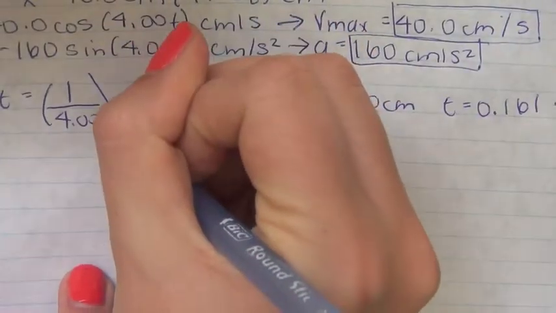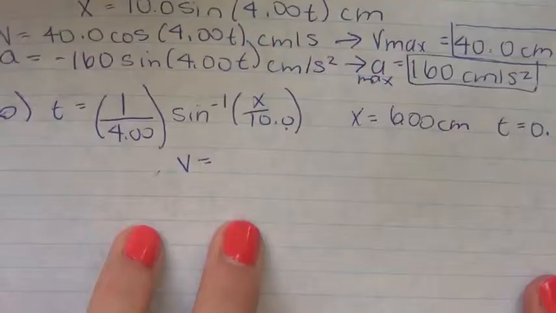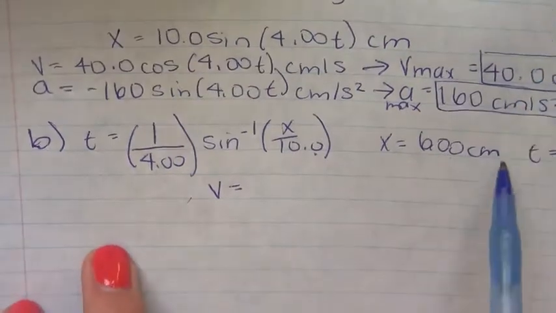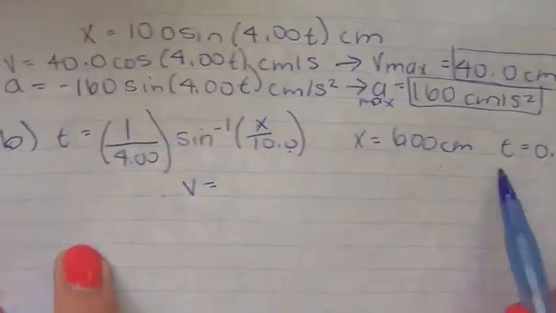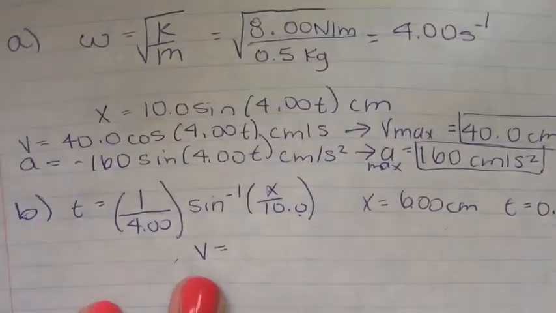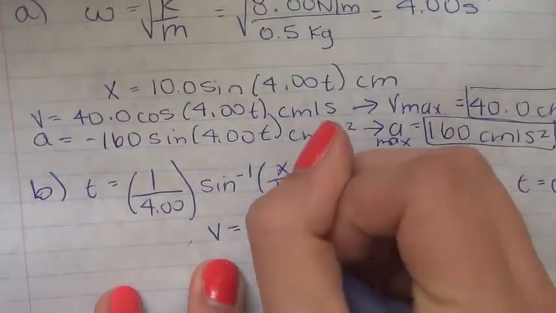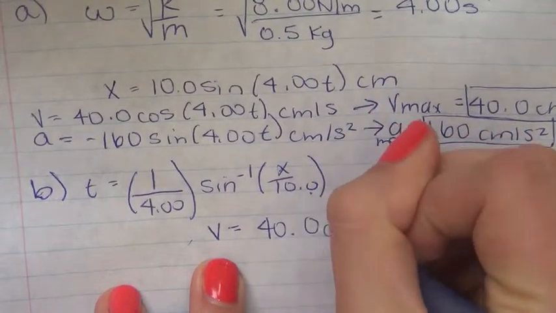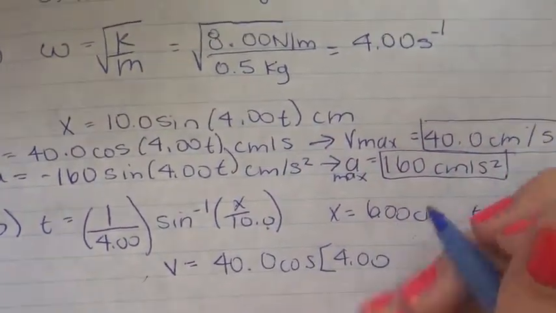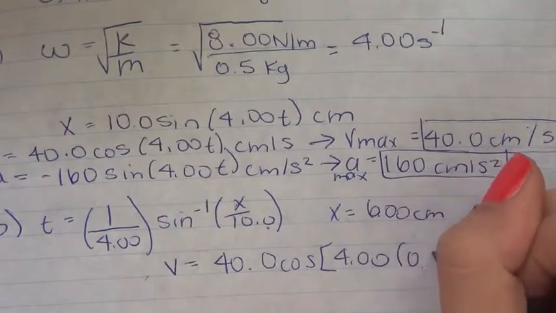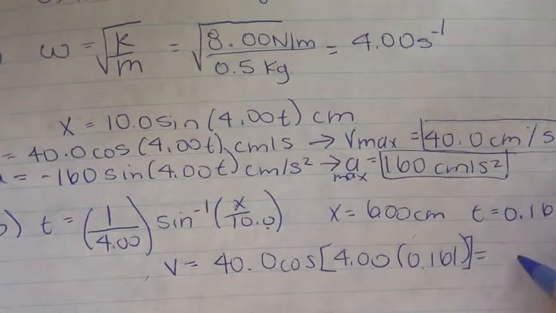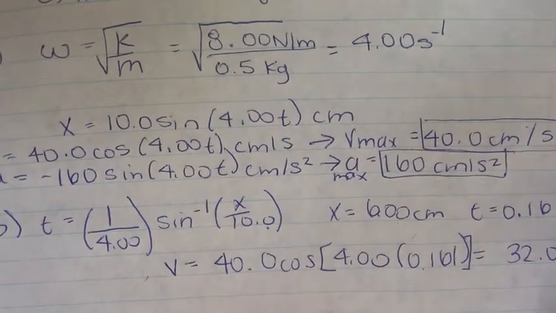So then we are solving for v. At x equals 6, which was the given, we plug that into here, and we find that t equals 0.161 seconds. So then we're finding v, and v equals 40.0 cosine of our 4.00 times our time 0.161. And that gets us to equal 32.0 centimeters per second.